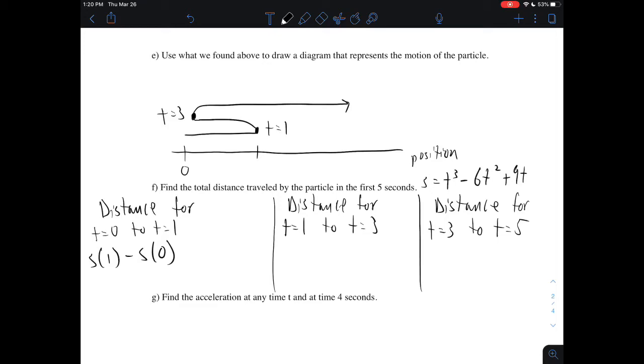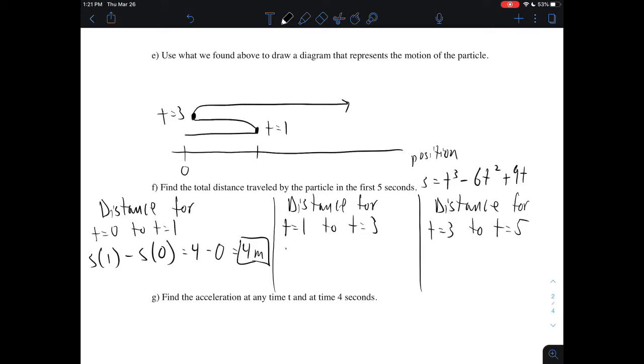So at 1 second, we would get 1 minus 6 plus 9. That's going to be 4. And then at 0 seconds, as no surprise, we have a position of 0. So this would turn into 4 minus 0, or 4. And again, we can just use meters for distance. Then the distance for time equal to 1 to time equal to 3.